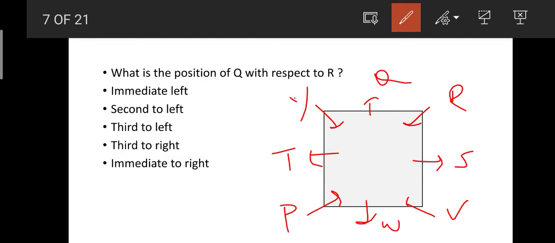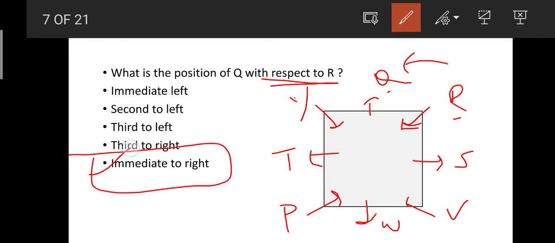See here, what is the position of Q with respect to R? With respect to R. Okay, this is Q position, this is R position. R is sitting at the corners, so he faces the center. So this will be his right side. So Q is sitting immediate right of R. Okay, what is the option we have? This is the option we have, so we should select this.